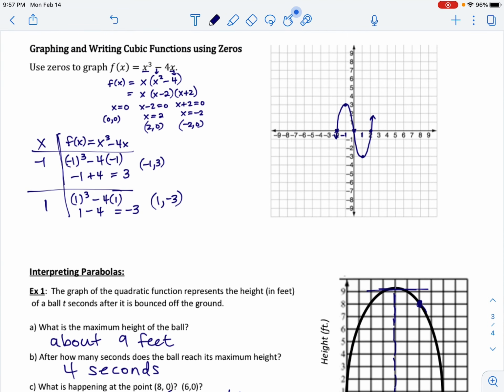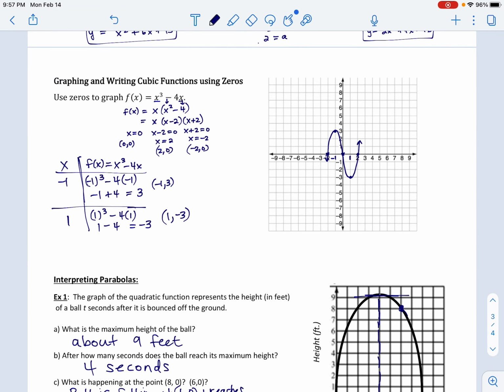A reminder that you do have a quiz on Thursday over vertex form and intercept form, so you may want to go back through those notes for vertex form so that you can do well on the quiz.